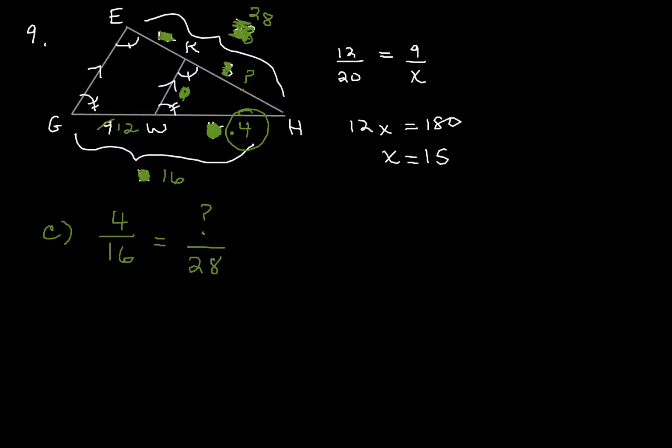So if we're going to do the top on this side, we have to do the top on this side. The long side on this one, long side on this one. So we're just going to cross multiply. 4 times 28 is 112 equals 16x. We're going to divide by 16 and we get x equals 7. And that's all we have to do for that one. Just check that.